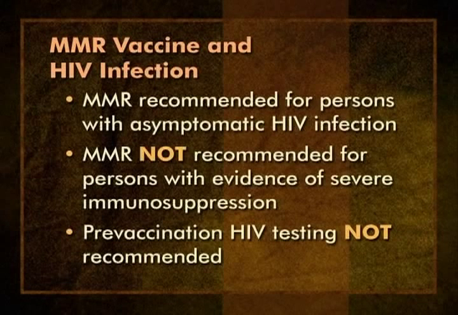A related issue is the use of measles-containing vaccine in persons with HIV infection. Measles can be lethal to a person with HIV infection, so MMR continues to be recommended for persons with asymptomatic HIV infection. MMR is not recommended for persons with evidence of severe immunosuppression from HIV. Severe immunosuppression is defined by low CD4 T lymphocyte counts, or the percentage of total lymphocytes. There's more information about the lymphocyte count criteria for severe immunosuppression in the 1998 MMR ACIP statement. Pre-vaccination HIV testing of an otherwise healthy person is not recommended.